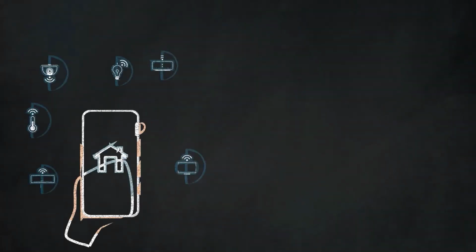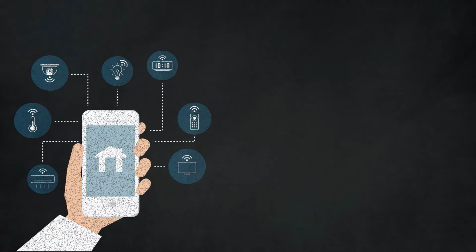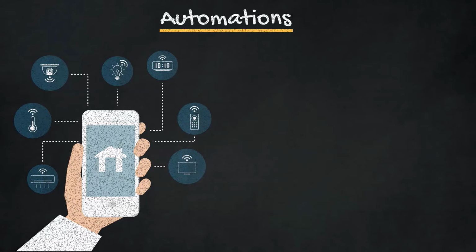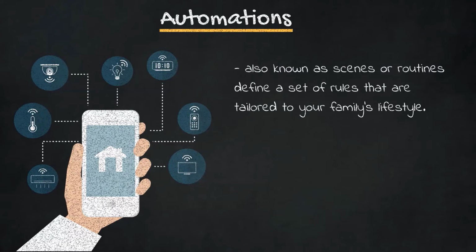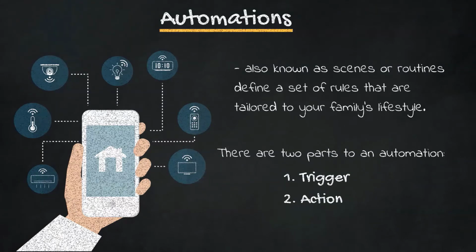In addition to directly controlling your smart device, you can also utilize automations to interact with each other, so they start to speak to each other and talk to each other. Automations, also known as scenes, activities, or routines depending on the vendor, define a set of rules that are tailored to your family's lifestyle. There are two parts to every automation. Number one is the trigger, and number two is the action. Let's take a deep dive on triggers.